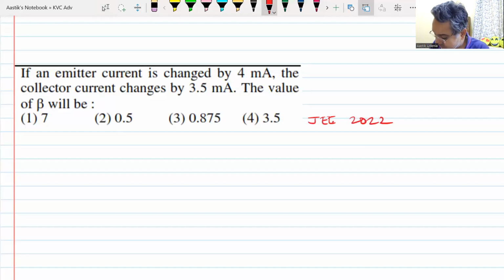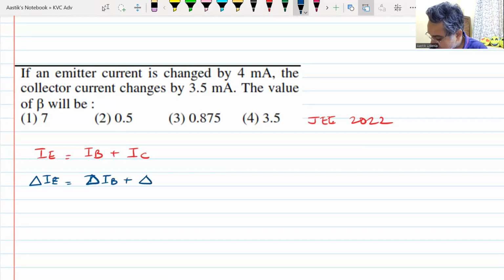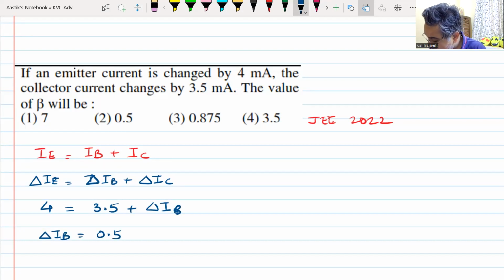So how are we supposed to do this? You must know that emitter current is equal to base current plus collector current. Do we know this? Yes, sir. Now, if I differentiate this, I will get the change in emitter current equal to the change in base current plus change in collector current. Yes or no? This is given as 4 milliampere. This is given as 3.5 milliampere. So from here I can get the change in the base current. Change in the base current would be, my dear friend, 0.5 milliamperes. Am I correct? Yes.